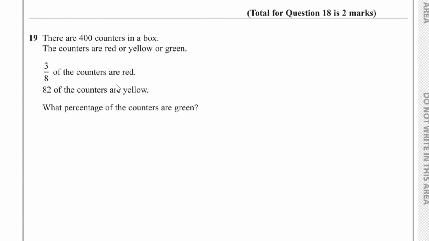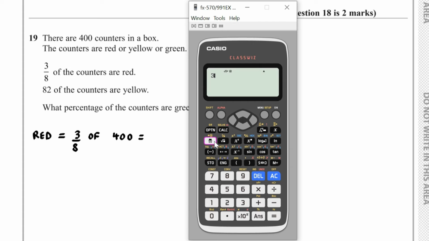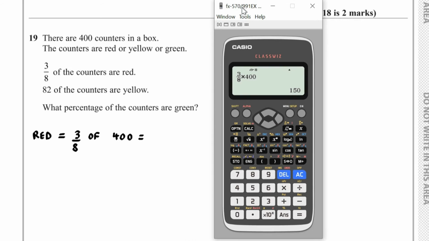Question number 19. There are 400 counters in a box. The counters are red or yellow or green. 3/8 of the counters are red. 82 of the counters are yellow. What percentage of the counters are green? Well, let's find out the number of red counters. 3/8 of 400. Well, if I work this out on my calculator, that's 150. There are 150 red counters.